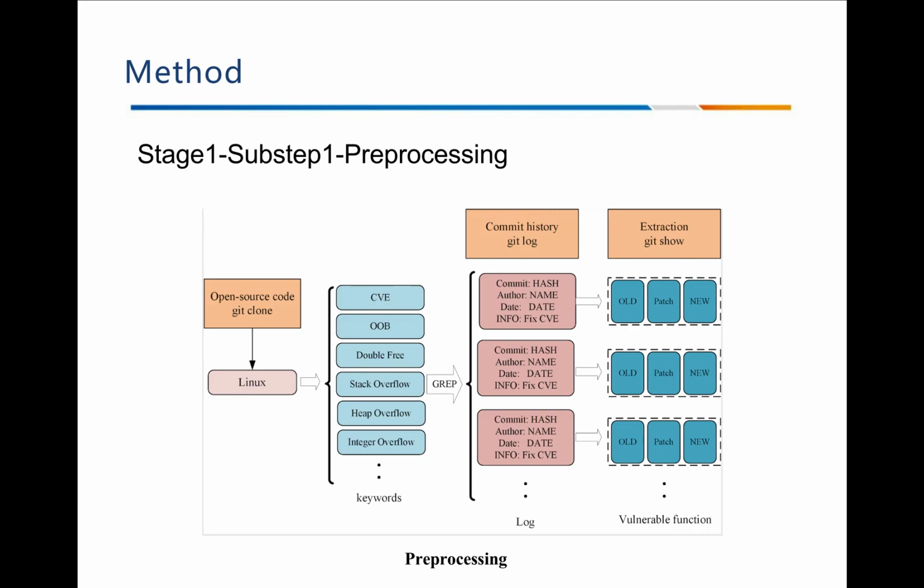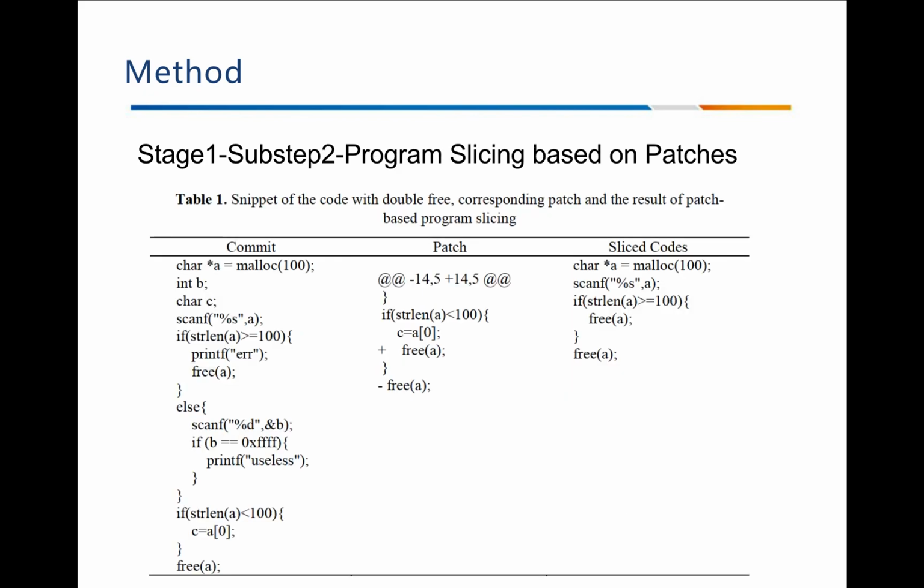The first substep in stage 1 is preprocessing. In order to retrieve the information about vulnerabilities more conveniently, the code is collected from open source projects hosted on GitHub, which also makes it easier to get patch information from the commit history. To extract vulnerability-related code, we leverage various information embedded within the commit history. The second substep is program slicing based on patches. And Table 1 lists an example of program slicing.